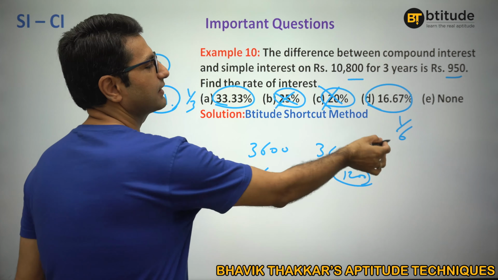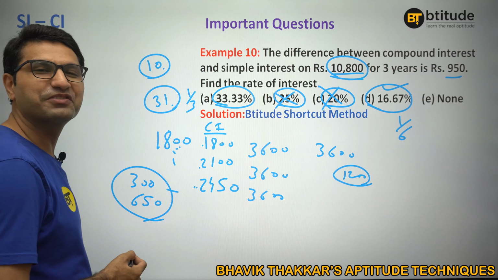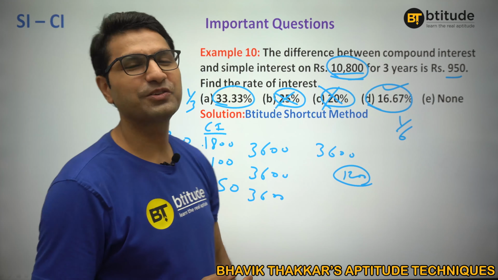What is the total difference? 1800, here there is no difference. Here it is 300 difference, and here it is 650. So total difference is of course 950, right? So that has to be the answer.